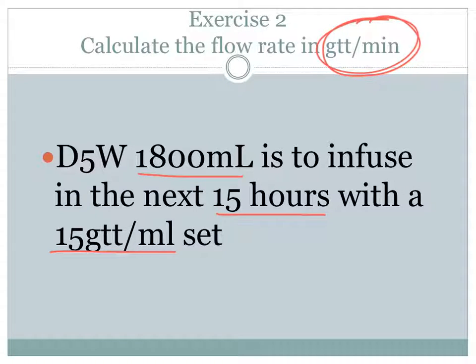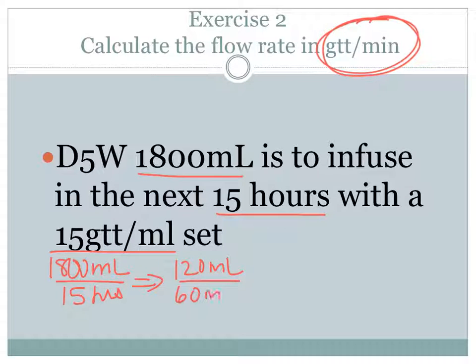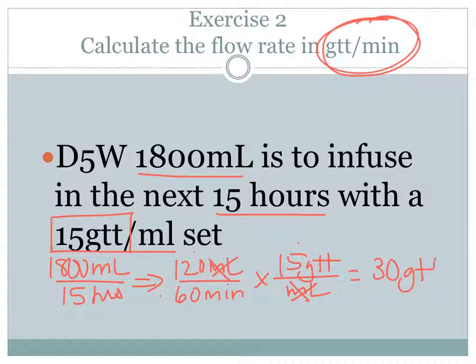Okay, doing what we did before, we took the 1,800 mils divided by 15 hours, which gives us 120 mils, converting the hours to 60 minutes. We multiply that by the drop factor of 15 drops per mil, canceling out the mils again. So then you take the 120 times the 15, divide that by 60, and you get 30 drops per minute.